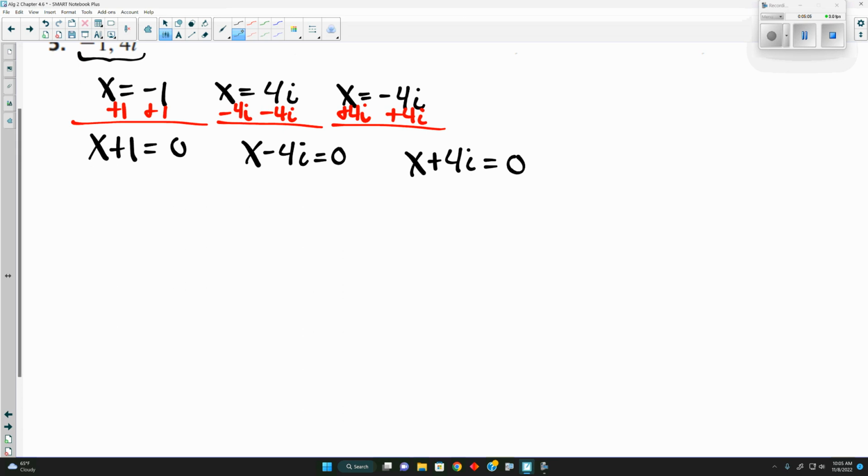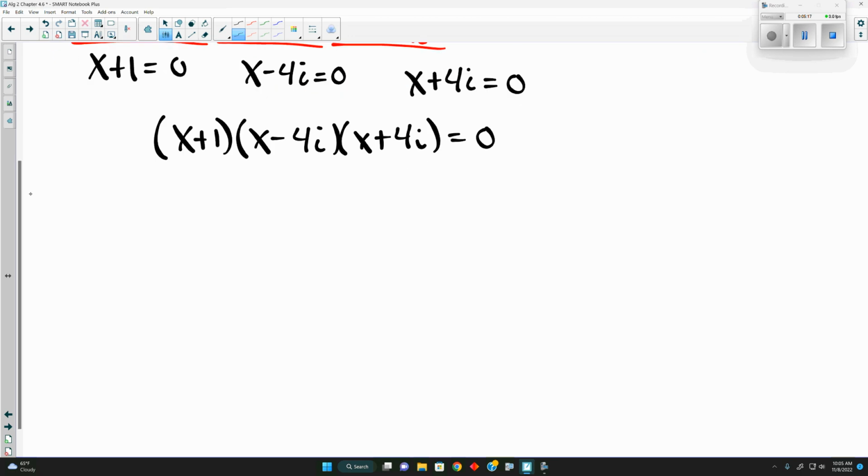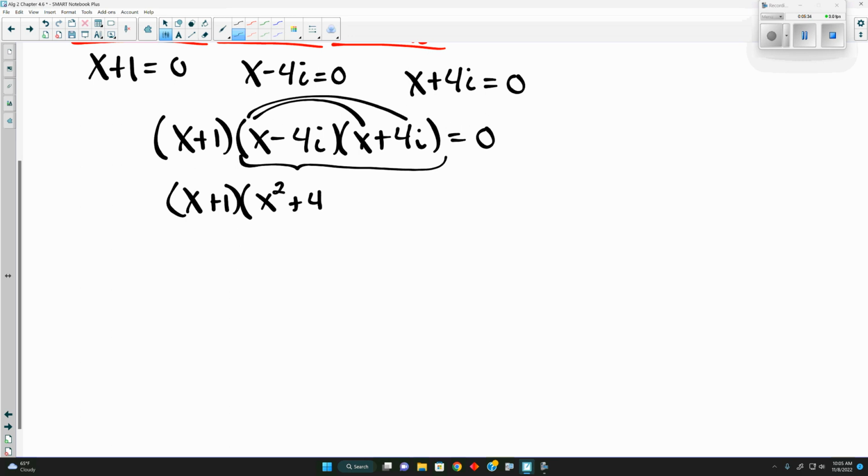Now at this point here, we can multiply these together. So we're going to do x plus 1 times x minus 4i times x plus 4i is equal to 0. And again, when we do this multiplication, we always want to multiply the conjugates first. We always want to multiply the two conjugates together first. Now here we're going to have x times x, which is x squared. x times 4i is plus 4xi. Negative 4i times x is negative 4xi. And lastly, negative 4i times 4i is going to be negative 16i squared.